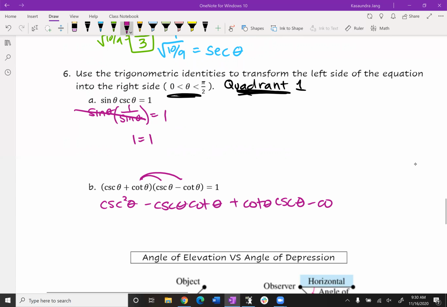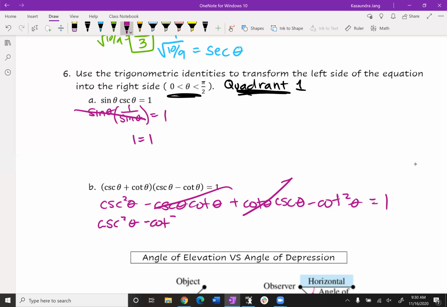This is going to end up being a difference of squares. So I have a negative, I put cosecant times cotangent and then cotangent times cosecant, but they are the same things multiplied together. One of them is positive and one of them is negative. So for that reason, those add up to 0. Bam, gone. So I'm left with cosecant squared minus cotangent squared equals 1.